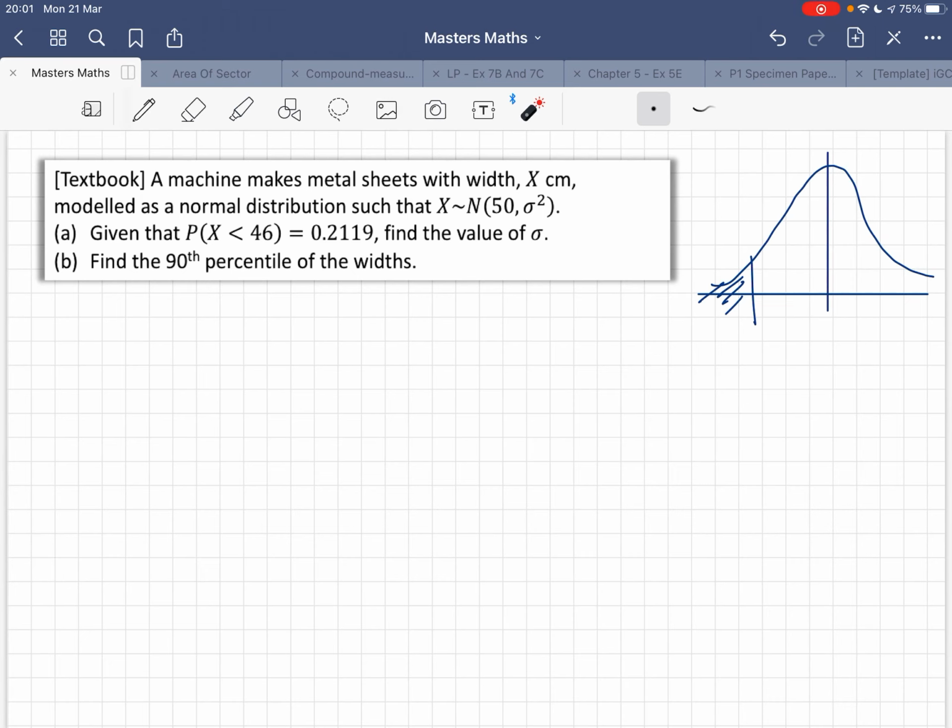Because our probability is less than 0.5, it means we're looking down here, which means my z value is going to be negative, and I can't get negative values of z in my table. There are no negative values. So what I need to do is find a similar probability, use the symmetry on the graph to identify something that I can find in the table.